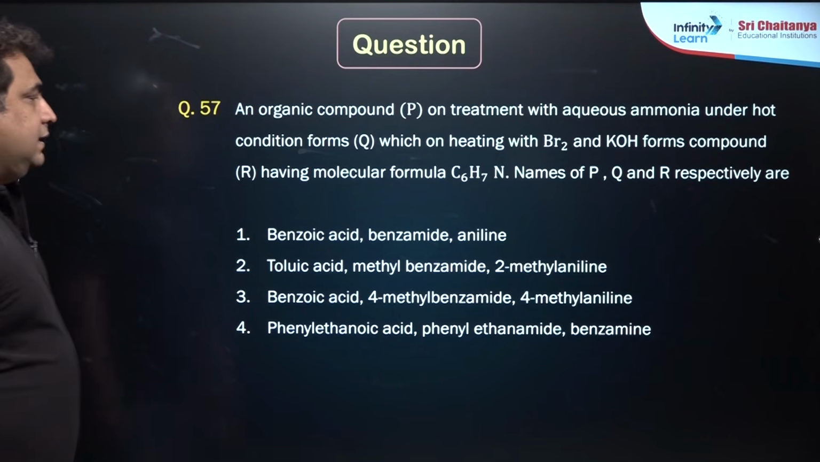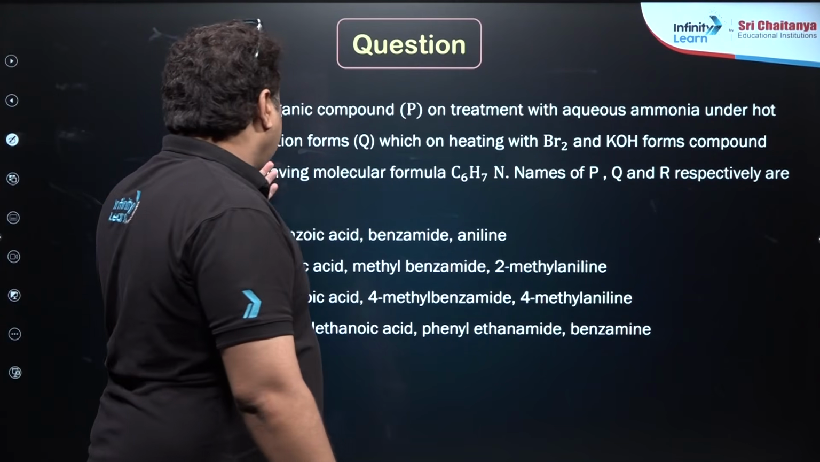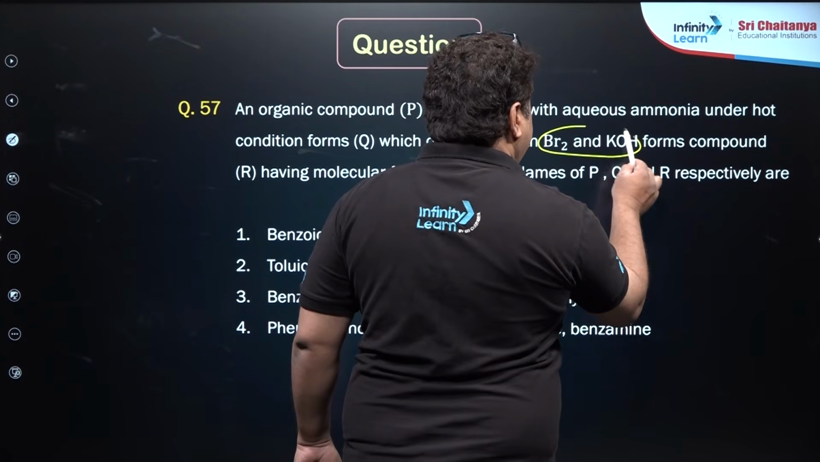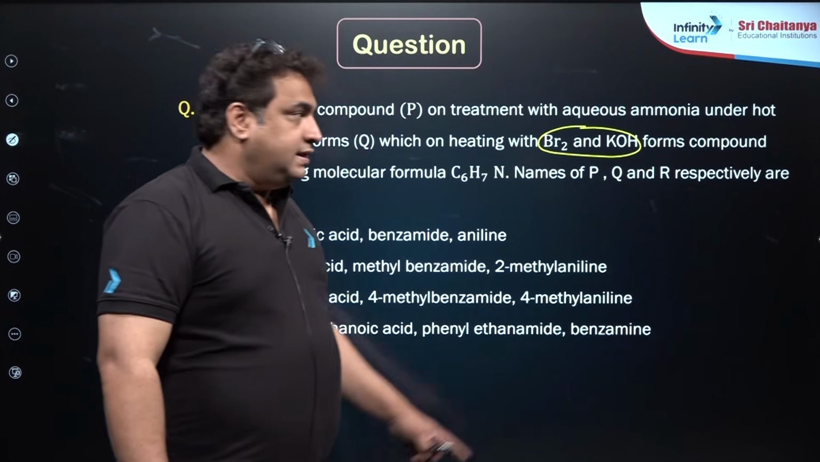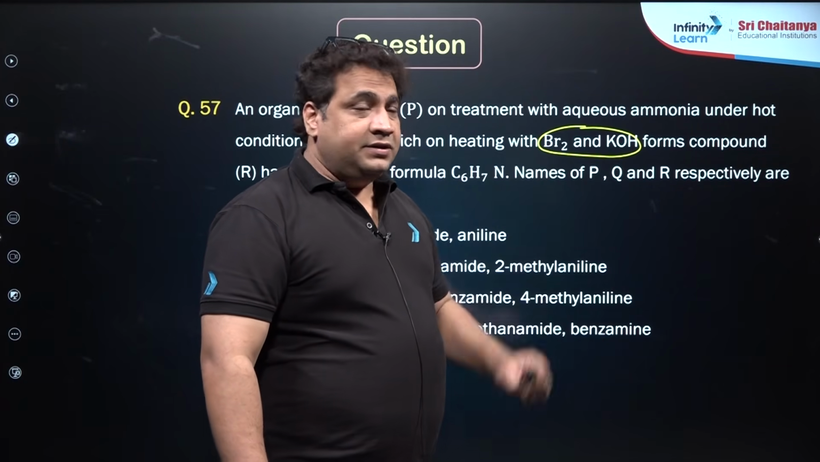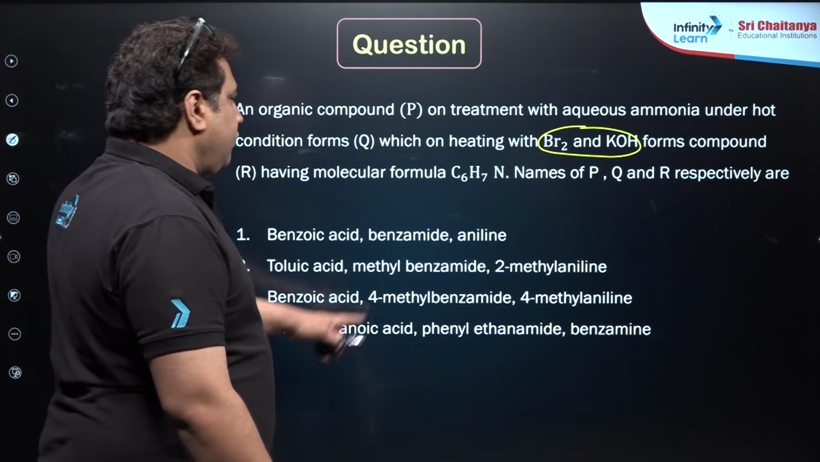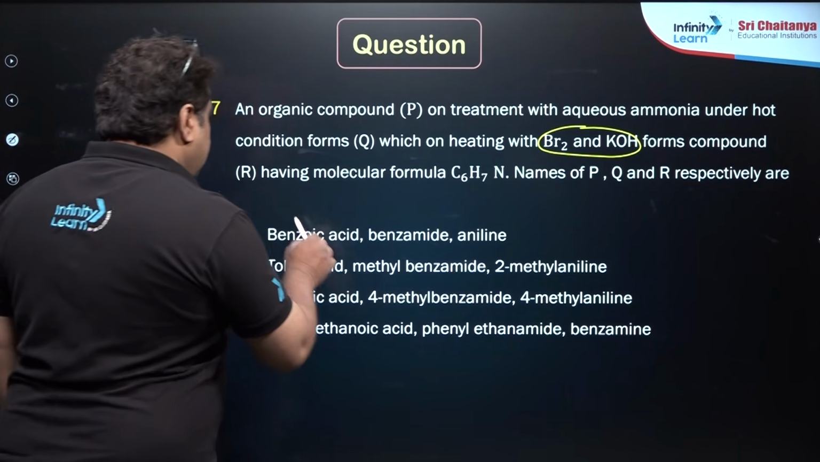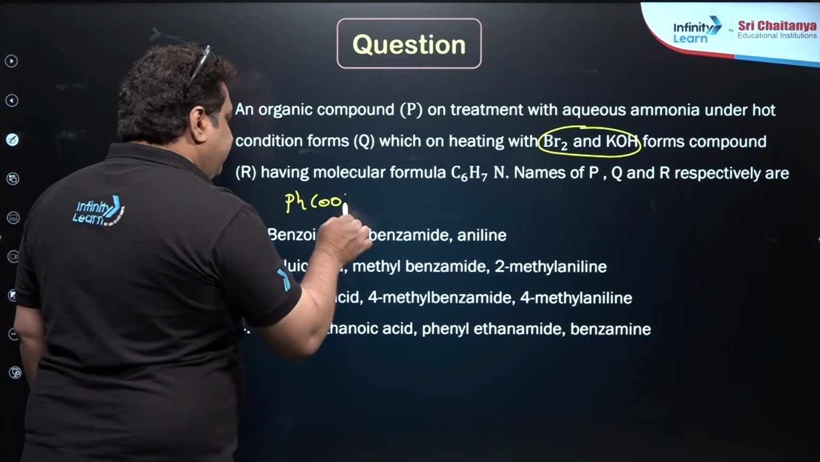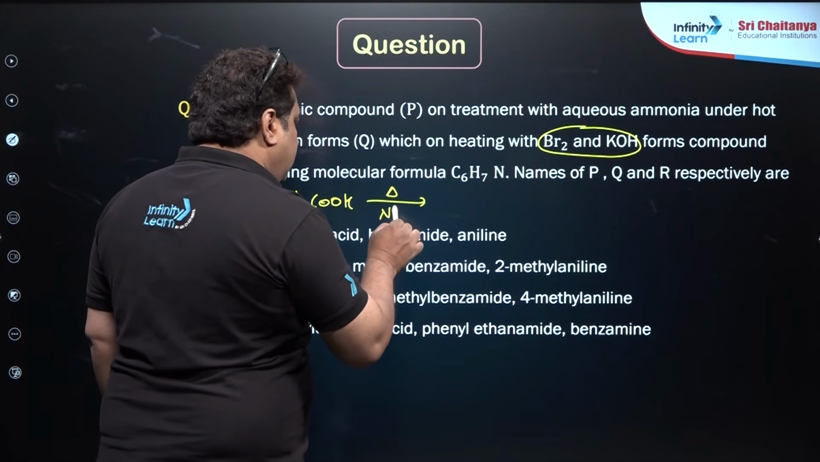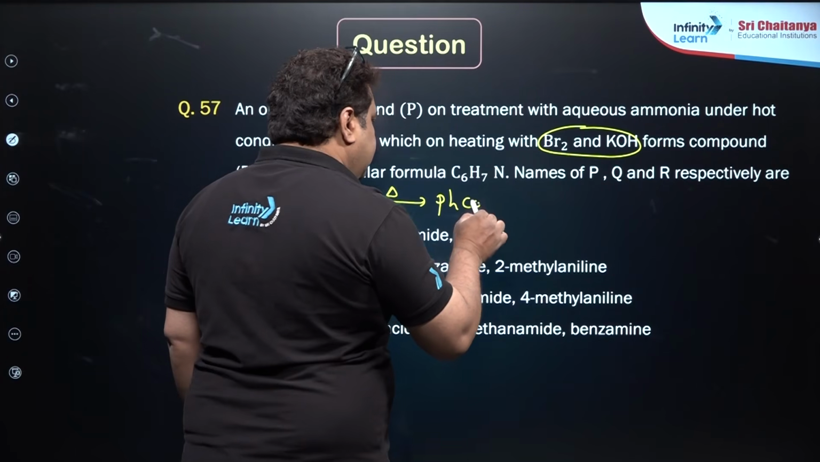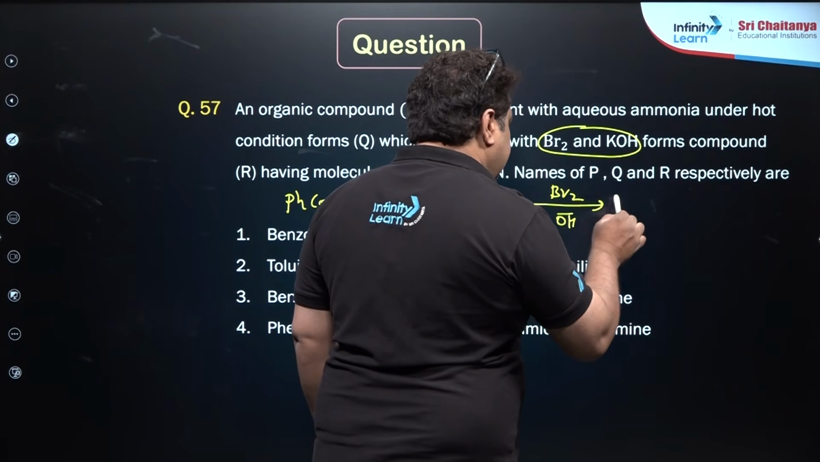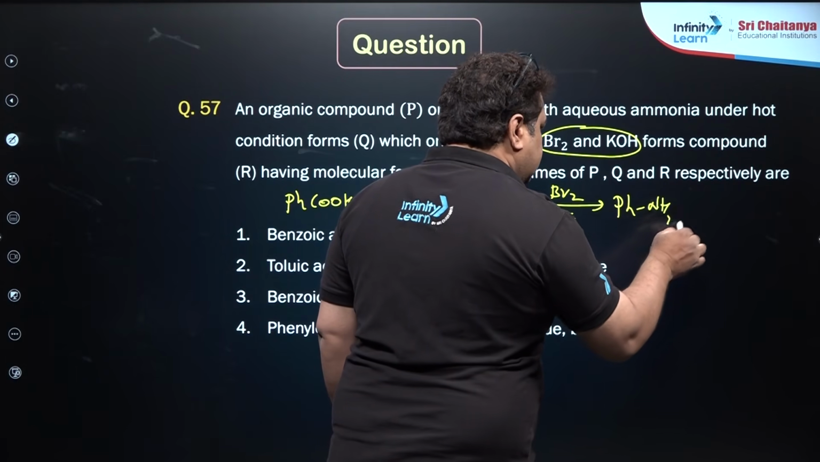An organic compound P on treatment with aqueous ammonia under hot conditions forms Q. On heating with bromine in KOH, here you can see very cleanly, bromine in KOH is either haloform reaction or Hoffmann degradation reaction, correct. Having molecular formula C6H7N, if nitrogen is there, it is clearly an indication of amide. Hence, the compound must be benzoic acid. When you heat with ammonia in hot concentrated condition, it should form amide, and this amide on Hoffmann degradation will give you amine with 1 carbon loss.